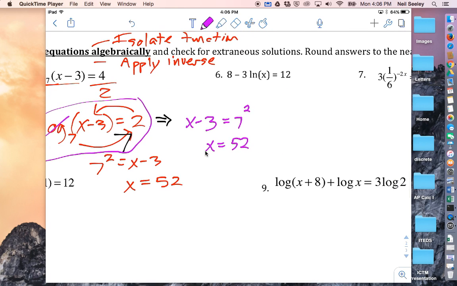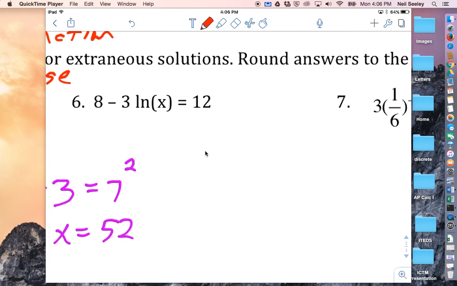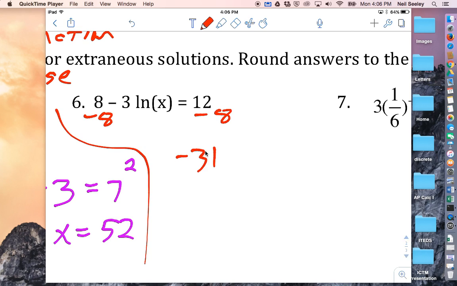All right, one more, and then I'll give you some more examples in a minute. Let's go back to the old red color. I need to isolate the log, so that means things like subtract 8, subtract 8. Get those things alone. And then I have negative 3 ln x equals 4. Divide by negative 3, divide by negative 3. Get rid of things that are attached to the log.